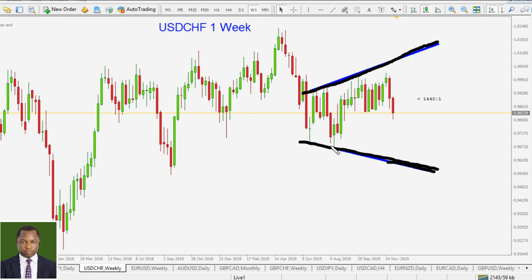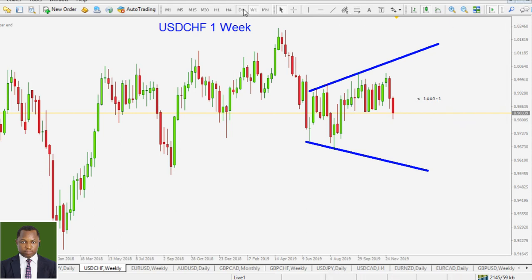Price made some attempts to the upside, but could not, and right now we are seeing price coming back down. The indication here is that price may be trading all the way to the lower boundary of this expanding triangle before we can see another bounce to the upside. And so the best position for the American dollar against the Swiss franc, just like we have always said, remains to the downside. So you want to be searching for only short opportunities.